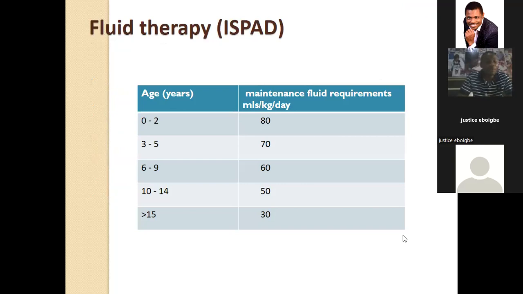For patients between the age of 0 to 2 years, you use 80 mils per kg a day as your maintenance fluid. For those between 3 to 5 years, you use 70 mils per kg. For those between 6 to 9 years, you give 60 mils per kg per day. Those between 10 to 15 years, you give maintenance fluid at 50 mils per kg per day, and those above 15 years don't need as much fluid as those who are younger, so you give them 30 mils per kg per day. The reason for this fluid restriction is that even though there is dehydration, you also do not want to push the child into cerebral edema. I hope this is clear.